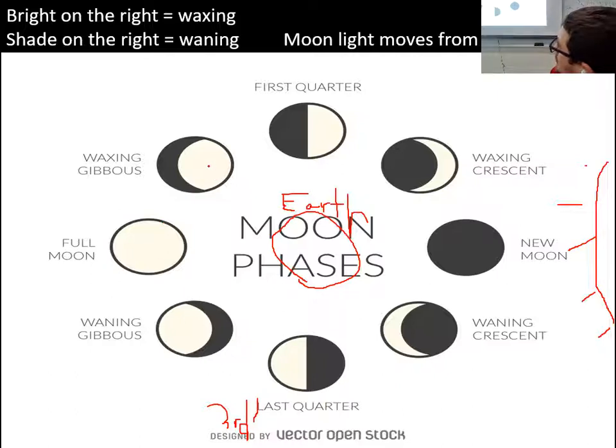Waxing gibbous, waning gibbous. Waxing gibbous, it's getting brighter. A gibbous is like an almost full moon. Waning gibbous is now it's going to get more shaded. Last quarter, again, shade on the right, light on the left. Waning crescent, new moon, et cetera, et cetera.